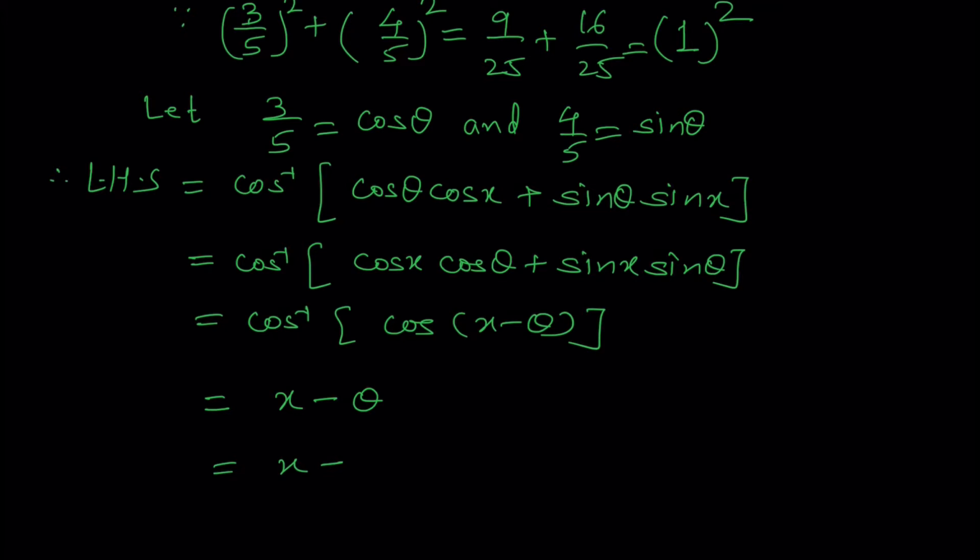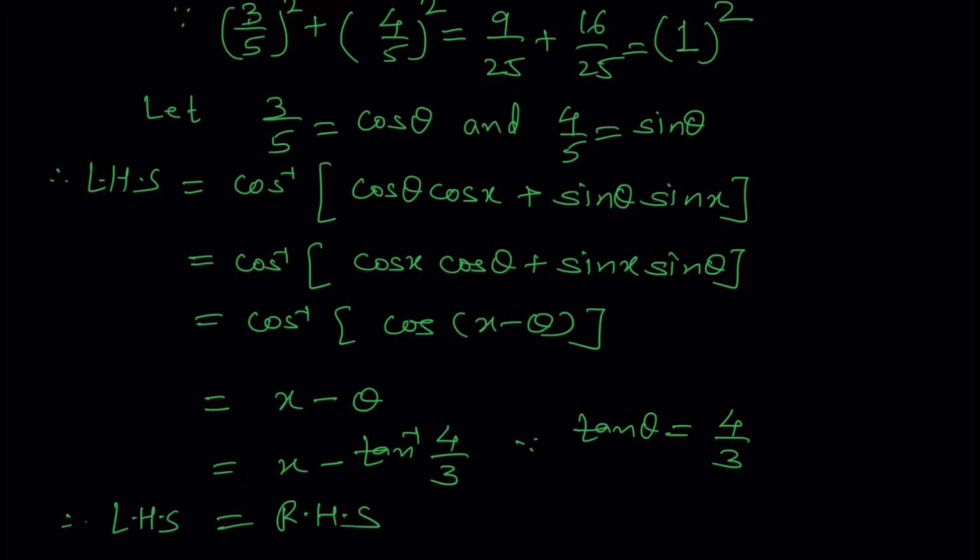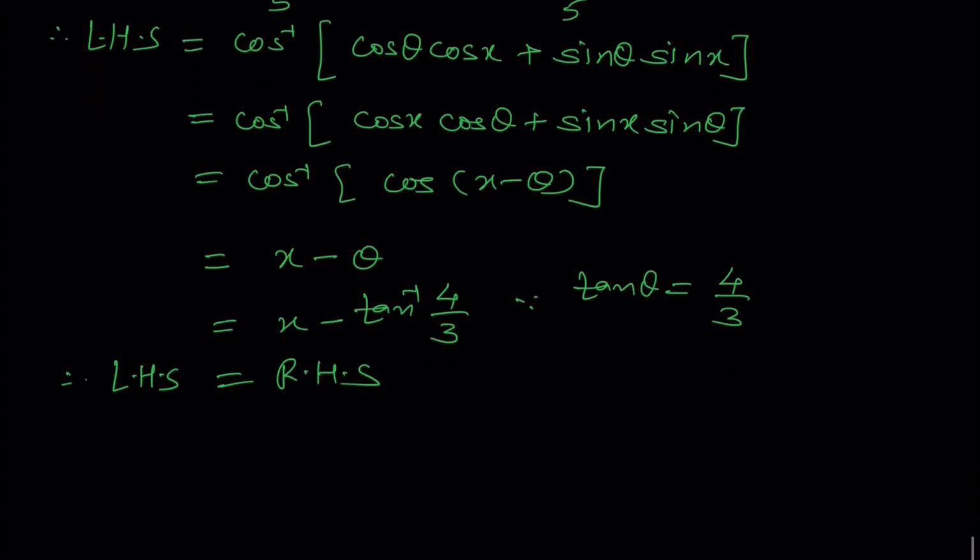So x minus, what is theta here? Now cos theta and sin theta we know, so since tan theta is equal to, what will be the value of tan theta? 4 upon 3. So theta will be tan inverse of 4 by 3. That's what we wanted to prove. So this is equal to the RHS. So LHS is equal to RHS.